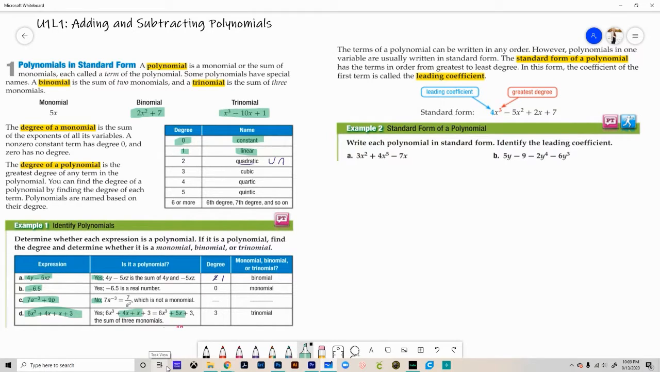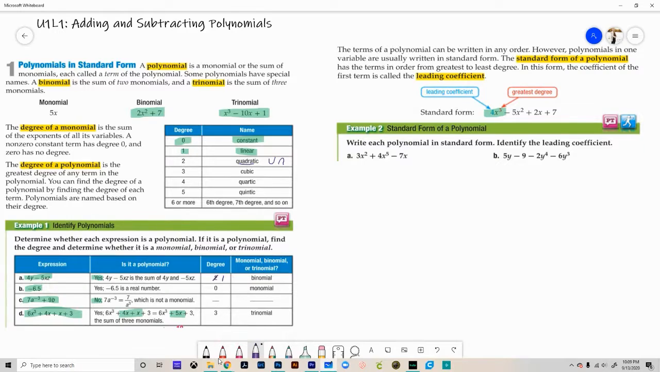The terms of a polynomial can be written in any order. However, polynomials in one variable are usually written in standard form. The standard form of a polynomial has terms in order from greatest to least degree. In this form, the coefficient of the first term is called the leading coefficient. So in this, the leading coefficient is 4, and the greatest degree is 3.